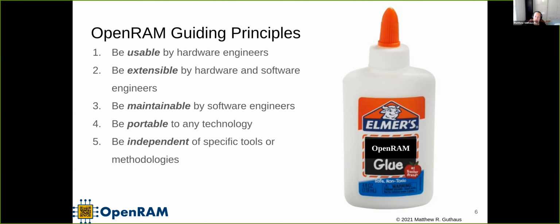Number 4, we want it to be portable to any technology. And this is where it gets difficult because, as we know, every process technology is a little unique in different ways. The way we accommodate that is by paying attention to the unique process details where it really matters, and where it doesn't matter, we try to make conservative assumptions to be more compatible with other technologies.